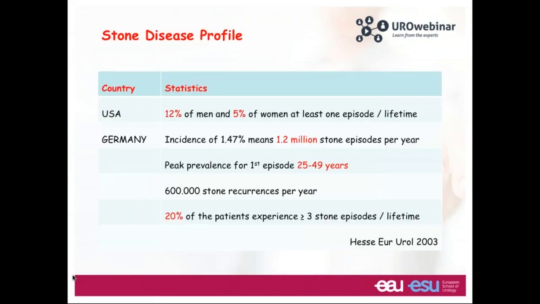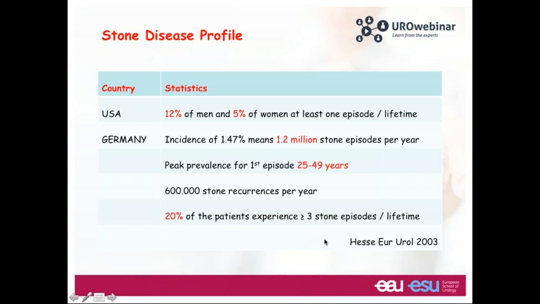So the disease profile: you all know that the incidence and the prevalence of stone disease is related to a young population. The first episode is around 25 to 49 years. We are talking about young people. And 20% of the patients will experience more than 3 stone episodes during their lifetime.